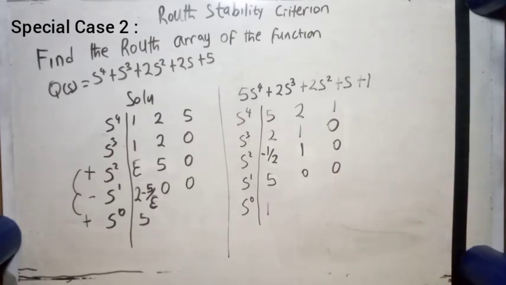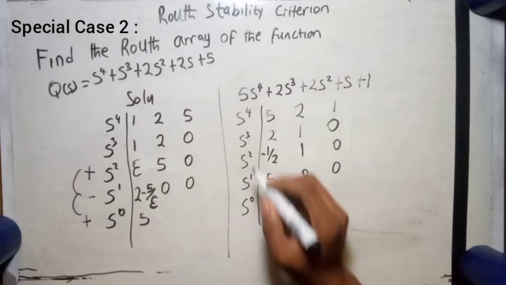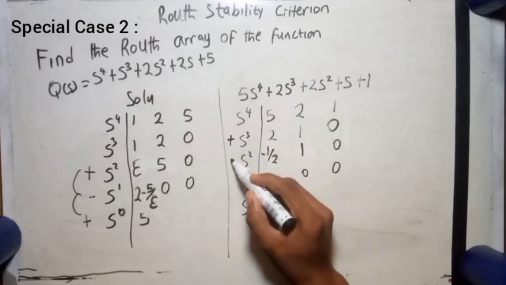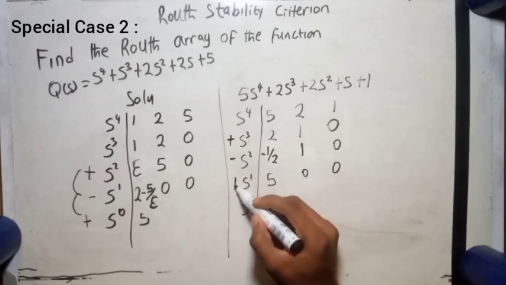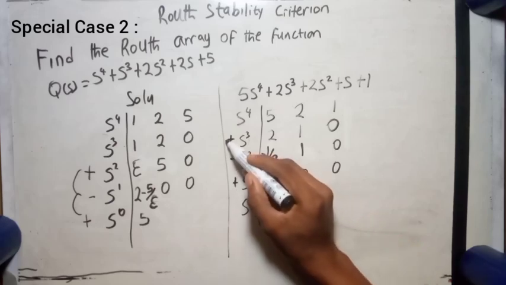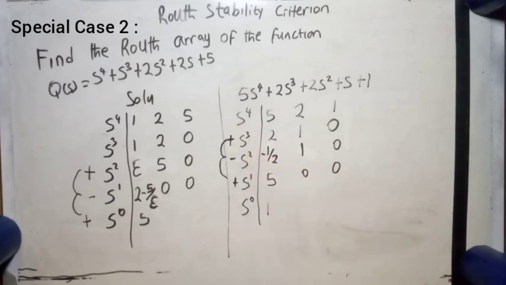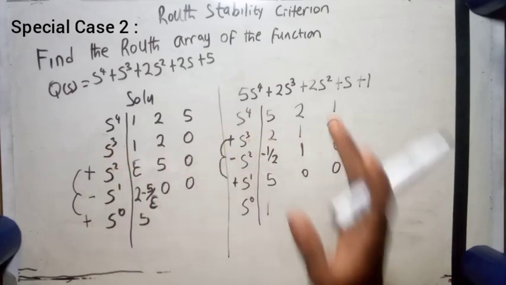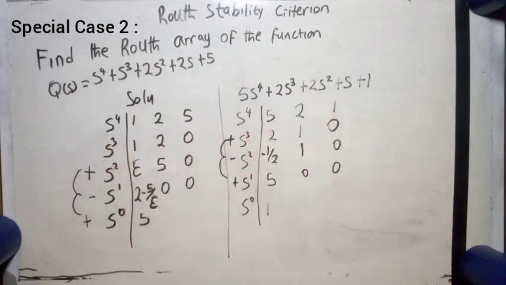Now we then ask ourselves if the system is stable. The system is not stable. And how many changes in sign? From here we had plus, then later change to minus, and then back to plus. So we are having 2 changes. Similarly, when we use this method, we got the same answer. So it's either you use this or you use this, whatever you prefer.